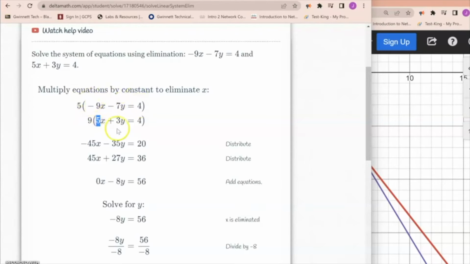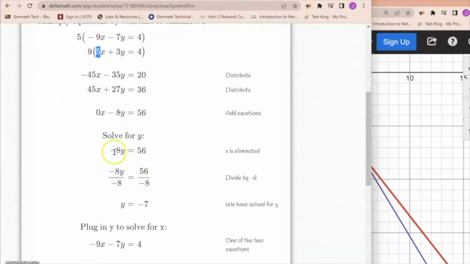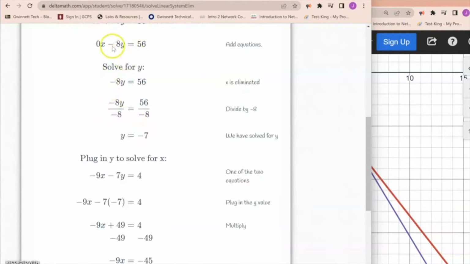Distribute it in. Let me see my arrows. You're going to get this line. Distribute this in. You're going to get this line right here. Then combine them. You're going to get this line. So then solve for y. Divide by negative 8. You'll get y equals negative 7.